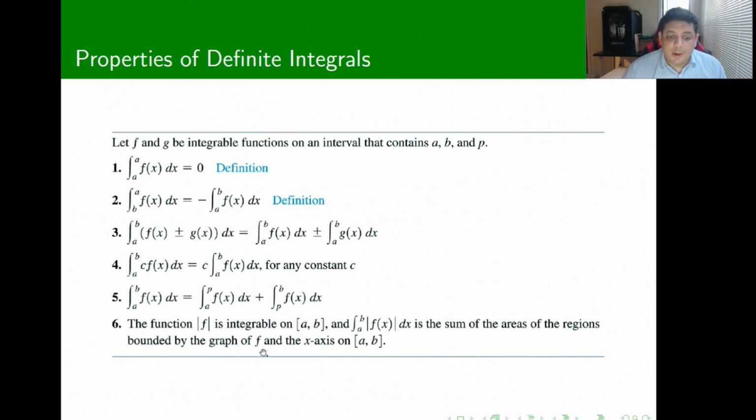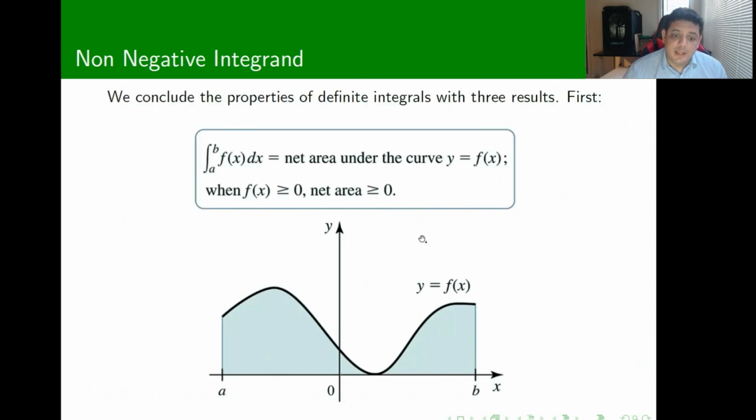The final property is that if the absolute value of f is integrable, then the integral of the absolute value of f of x is the sum of the areas of the regions bounded by the graph of f and the x-axis in the interval a b. Now, if we have a non-negative function, we can conclude that the integral of f of x is going to be positive. For example, notice that this function is always positive, so all the area is positive.